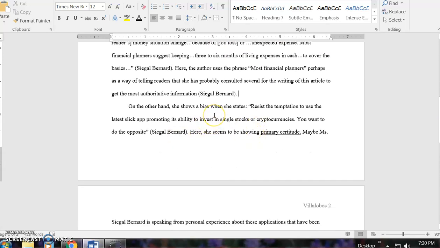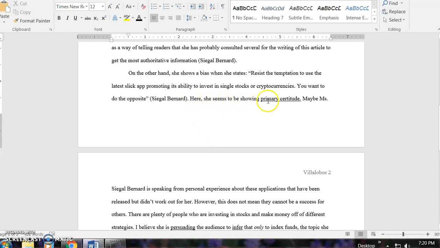Similarly, here in the second body paragraph, a contrasting point. On the other hand, on the contrary, she shows bias when she states, okay, that's the topic sentence right there. And then here we have a direct quote. That's fine. Here it is cited. And then here's the example.